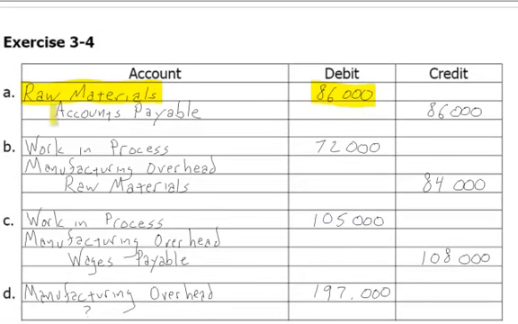In most businesses, when you buy raw materials, you're going to owe for those raw materials. So we would credit an account called accounts payable for the same amount. Remember, your debits have to equal your credits for each transaction.